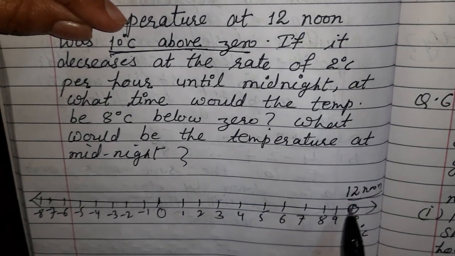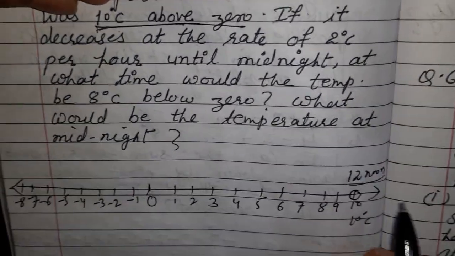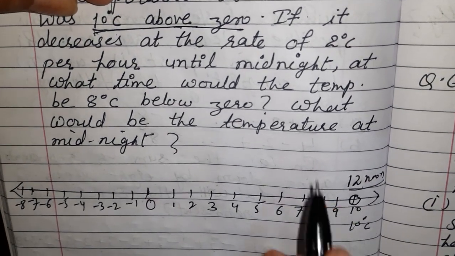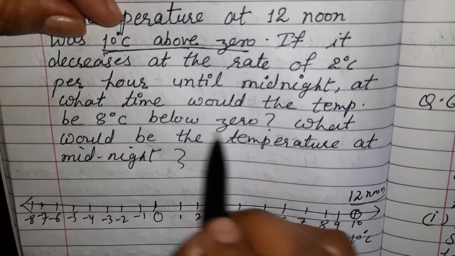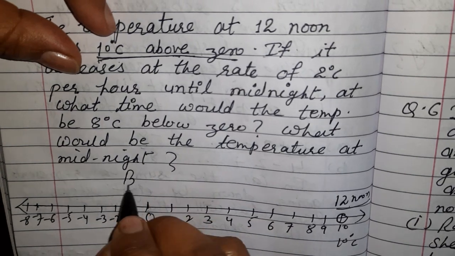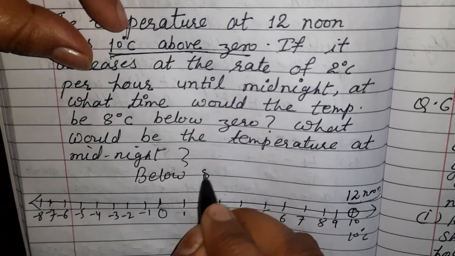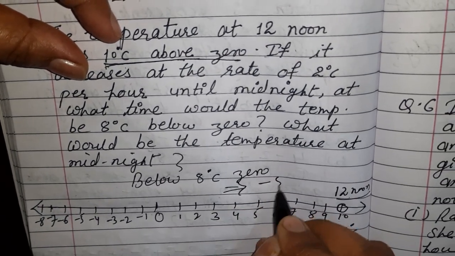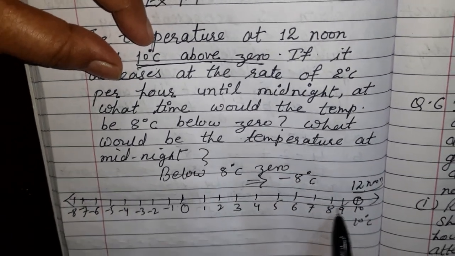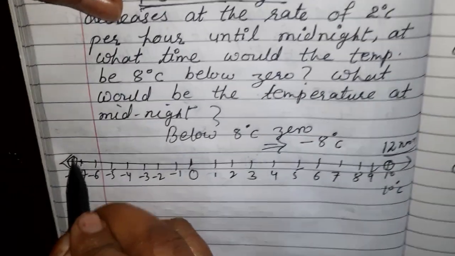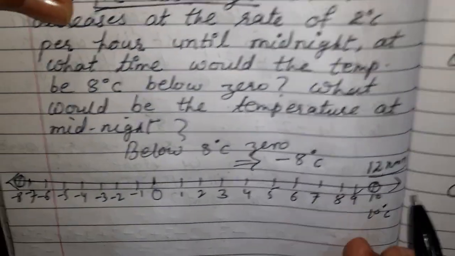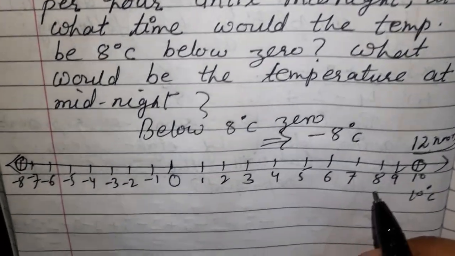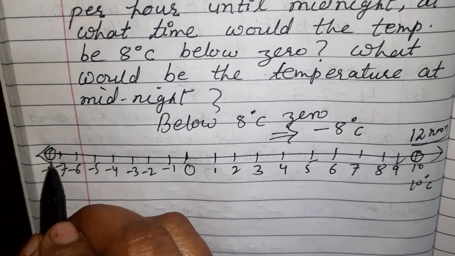Okay. Now it is decreasing 2 degrees Celsius every 1 hour. And at what time will the temperature be 8 degrees Celsius below zero? Below zero means your temperature should be minus 8 degrees Celsius. So where is minus 8? Here it is minus 8. So let us see how many 2 degrees Celsius it is decreasing in 1 hour. How many hours will it take to come to minus 8?